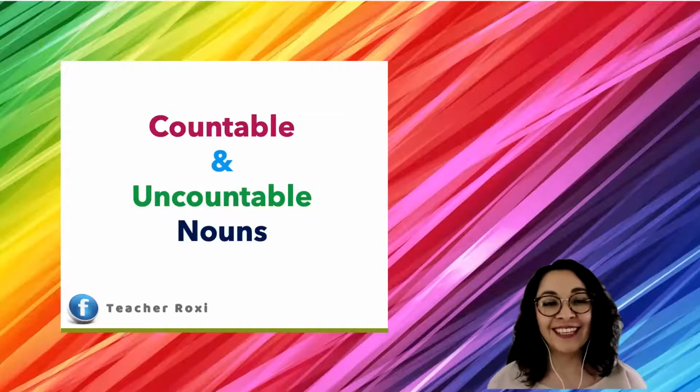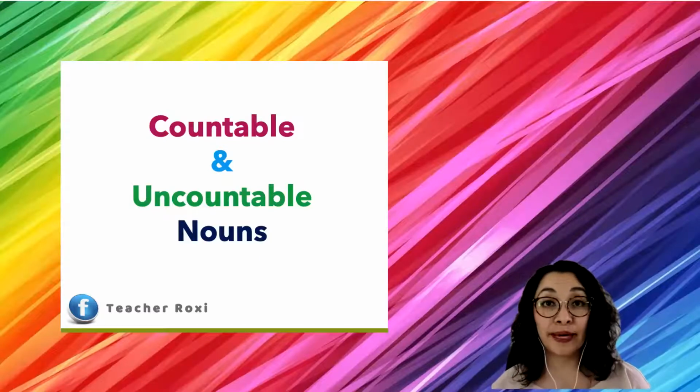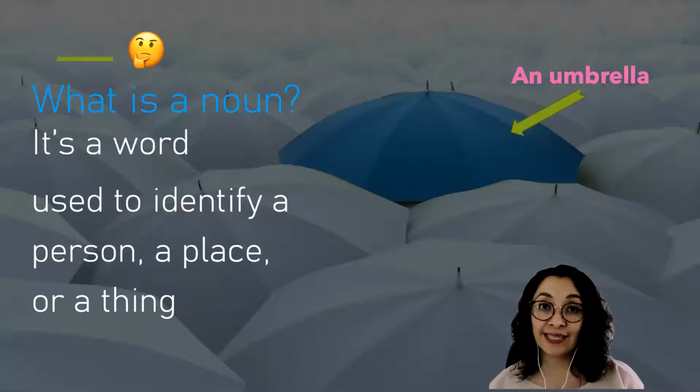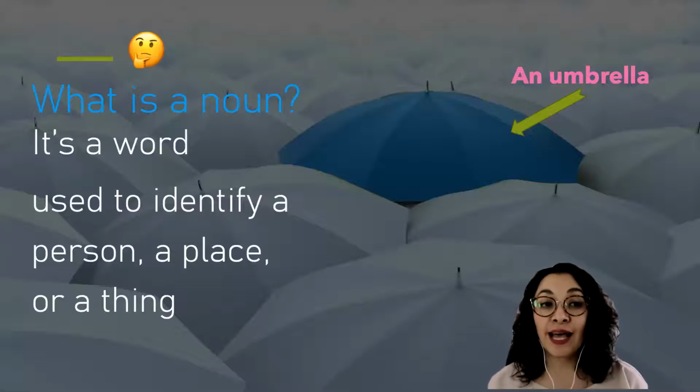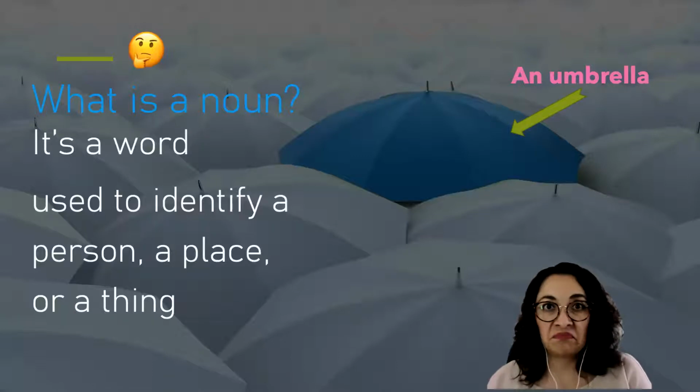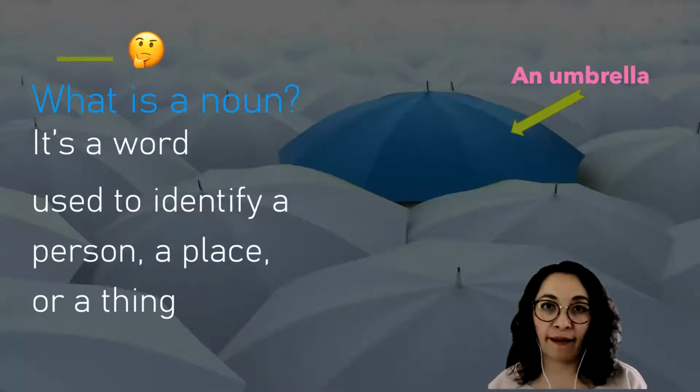Hello. Today you're going to learn a bit about countable and uncountable nouns. But first, what is a noun? A noun is a word. It is used to identify a person, a place, or a thing, anything.